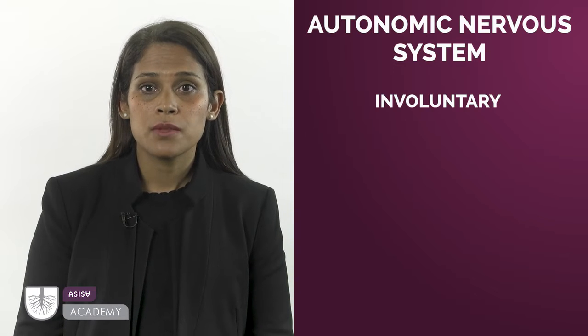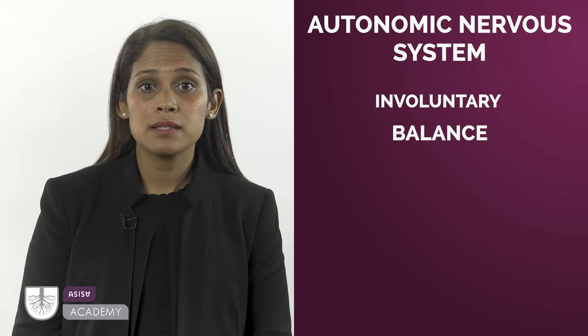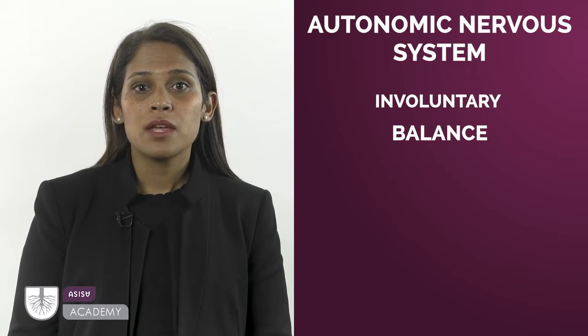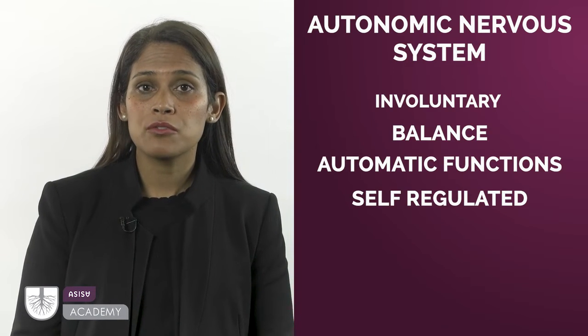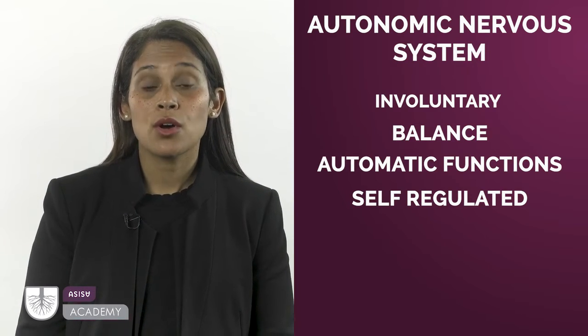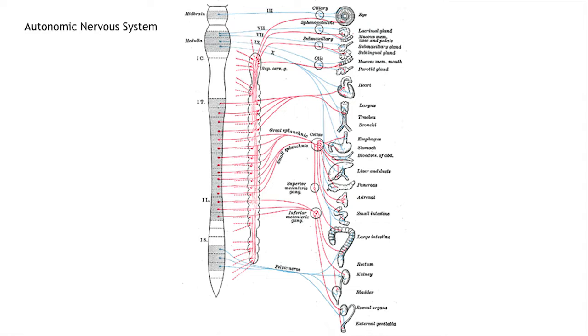The peripheral nervous system can be divided into two further subcategories and functions: the autonomic nervous system and the somatic nervous system. The autonomic nervous system is involuntary. It is responsible for maintaining balance within the body systems. These functions occur automatically and are self-regulated. Nerve supply to the heart, smooth muscle, organs and glands inside the body are part of the autonomic nervous system. It is distributed throughout the central and peripheral nervous systems to allow for self-regulation.